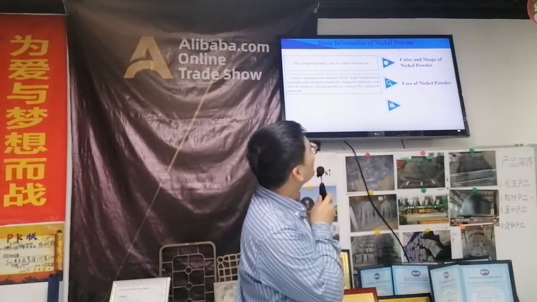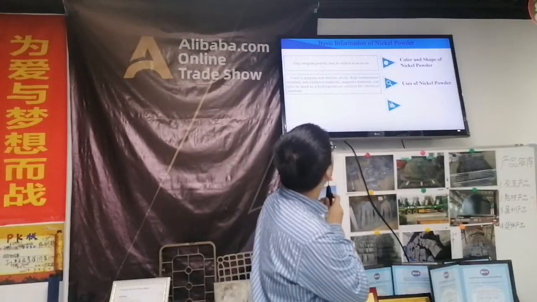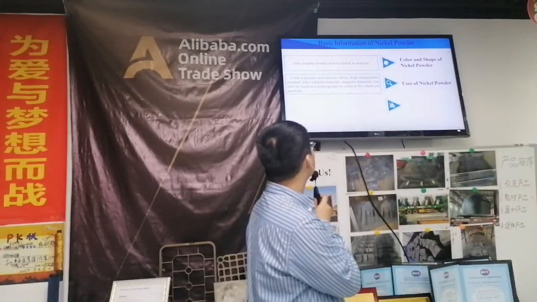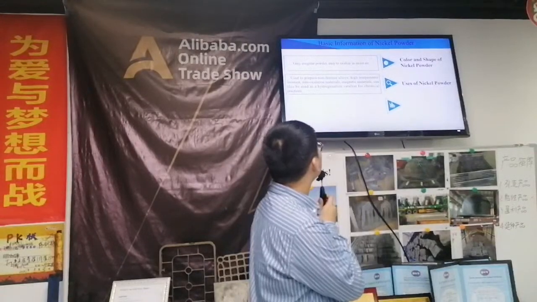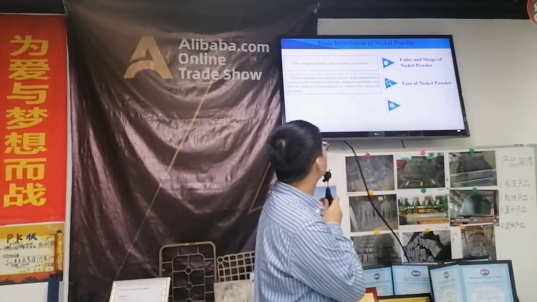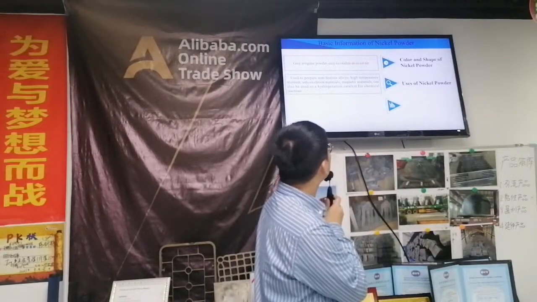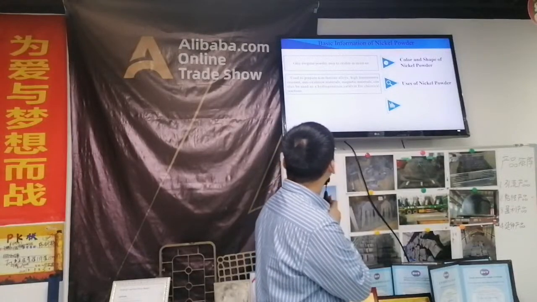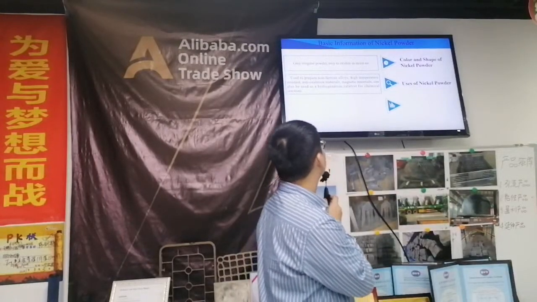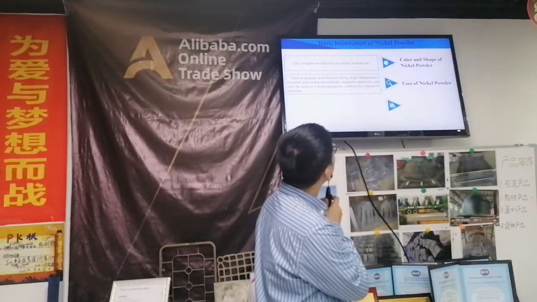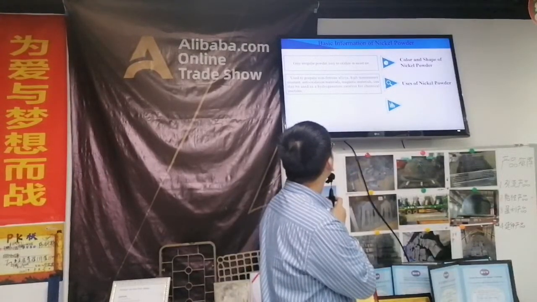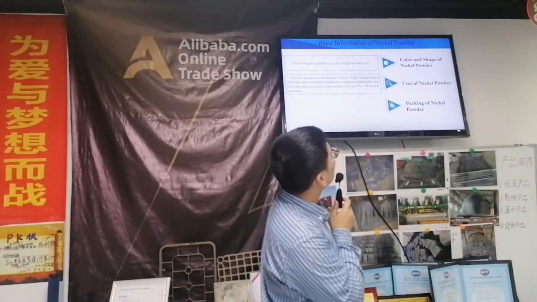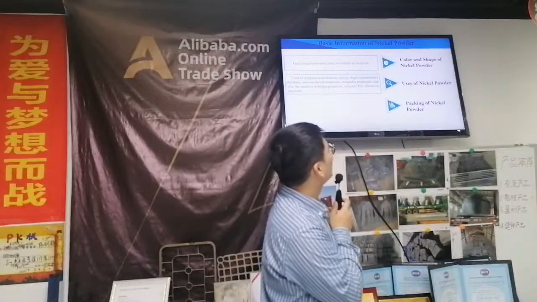Usually, we use nickel powder to prepare high temperature resistant and anti-oxidation materials, and magnetic materials. It can also be used as a hydrogenation catalyst for chemical reactions. And the next is the packing of nickel powder.